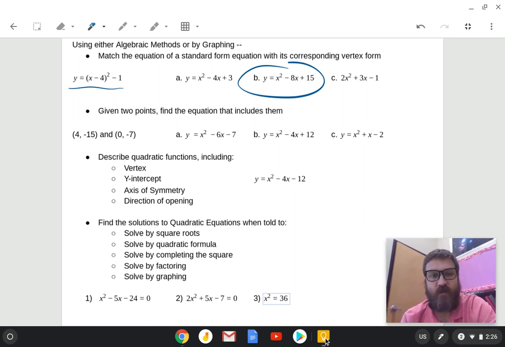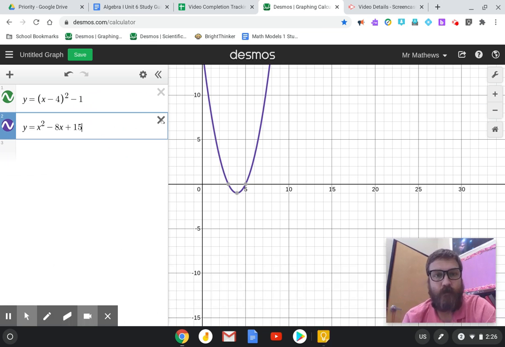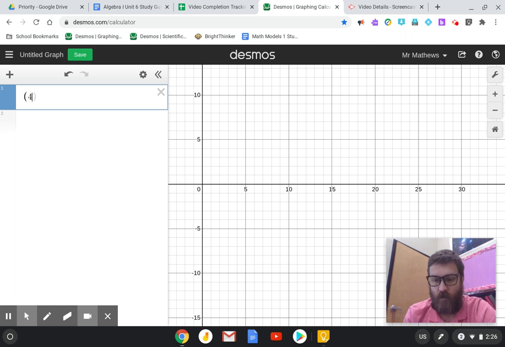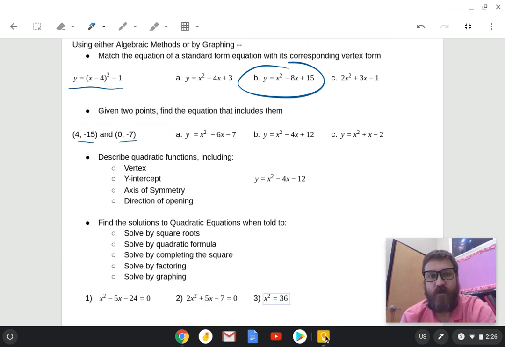That's pretty much it. Same thing with this second type of question. They're going to give you 2 points. Here I have (4, negative 15) and (0, negative 7). So I'm going to go over to my graph, and I'm going to type those in. So you can see those are in green here on the graph. We have those points there and there. And then I just need to decide which of these graphs has those points in it.